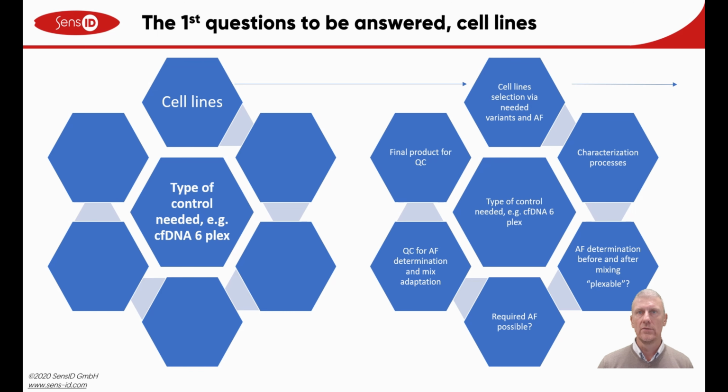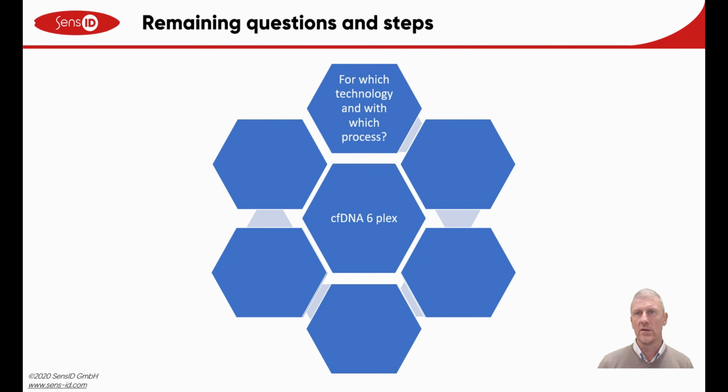Several questions still to be answered though. The questions to be answered are for which technology and which process. We have found cases where a specific control does not work for a specific technology, because of either fragment length or double-stranded, single-stranded DNA. A lot of factors play a role in this. So you really need to know, if you develop a control, what technology is going to be used.